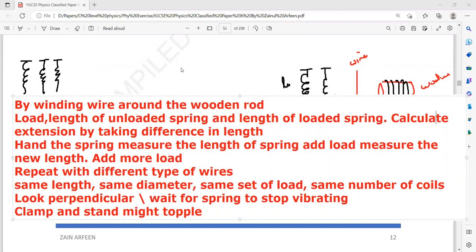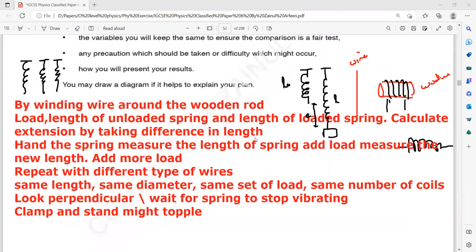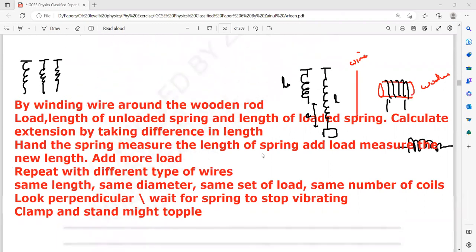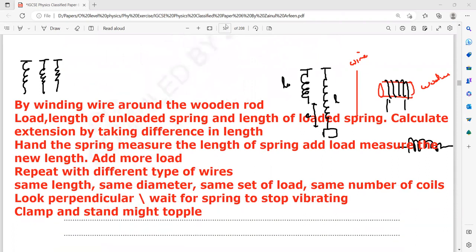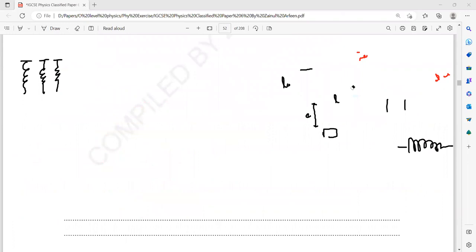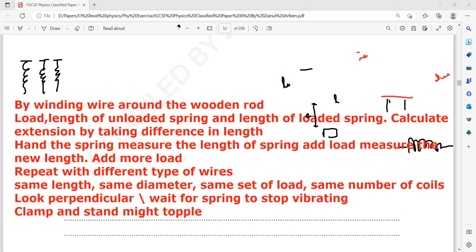And the last one, how you'll present your result. Whenever we want to present our result, we usually represent it by a table, and the table must have column headings. Or we can also plot a graph. For example, we have material A. This one will be the load, and the extension for material A.